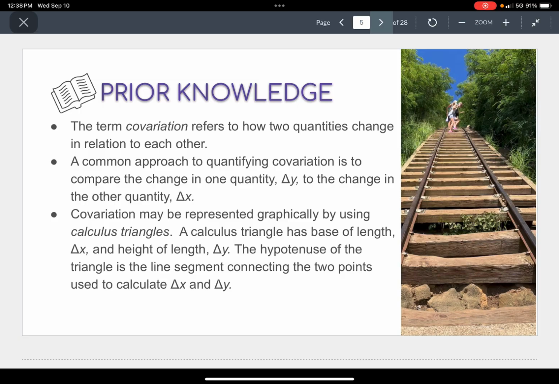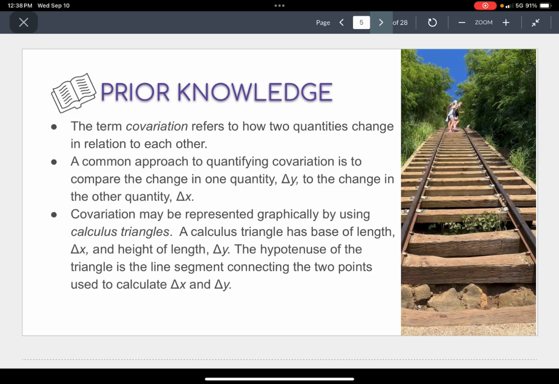Prior knowledge that will be helpful as we go through this process is to remember the term covariation refers to how two quantities change in relation to each other. A common approach to quantifying covariation is to compare the change in one quantity, delta y, to the change in the other quantity, delta x. This is customarily the vertical change compared to the horizontal change.